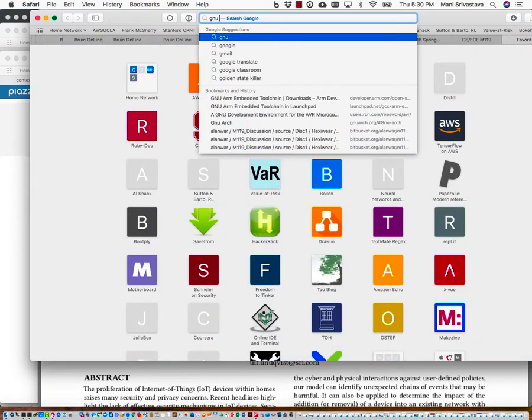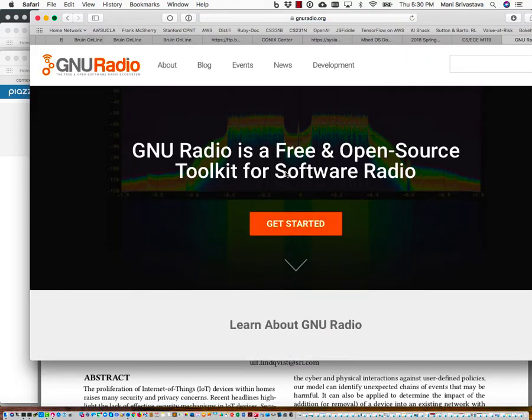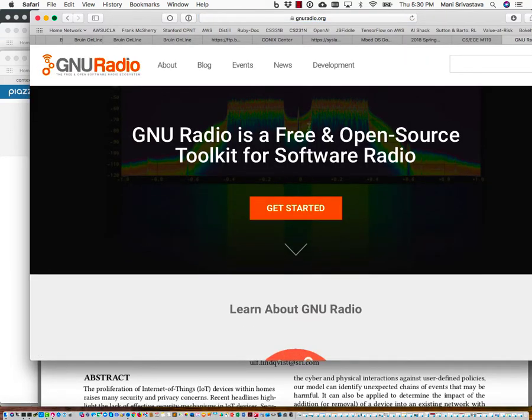When you hear about how hackers hacked into some protocol and all. So this is GNURadio.org. It's a free and open source toolkit for software radios. It runs on your PC, Mac, Linux, whatever.